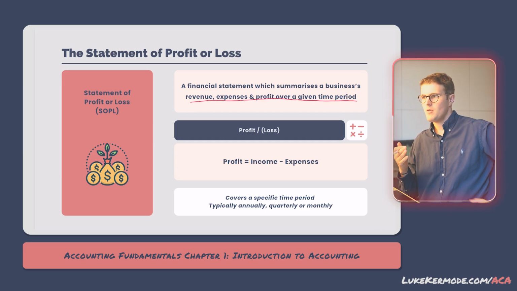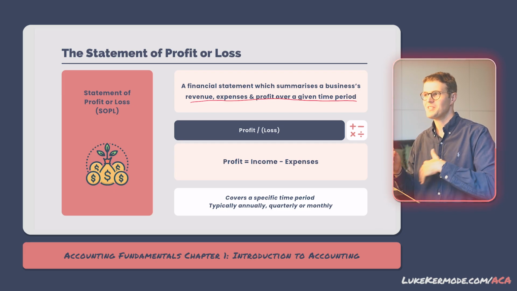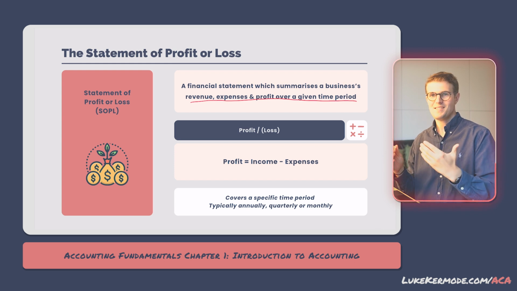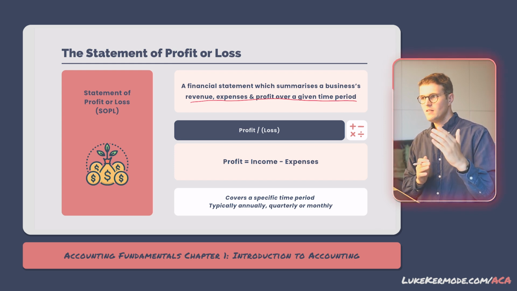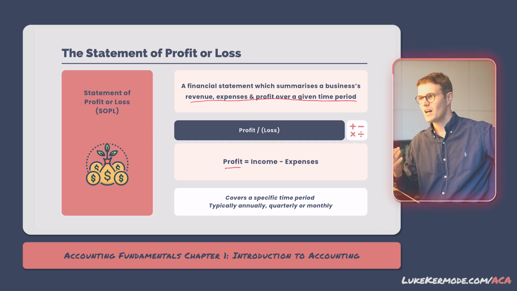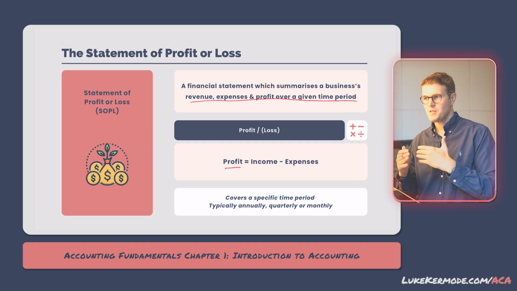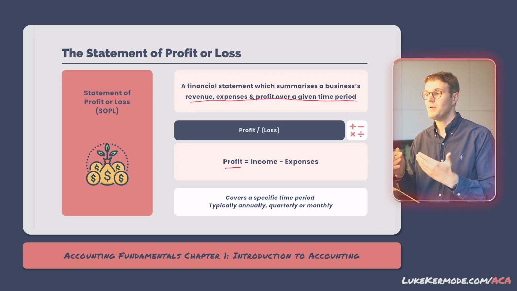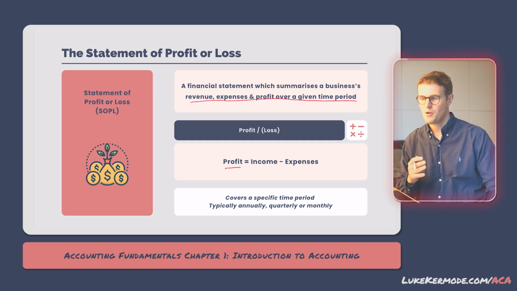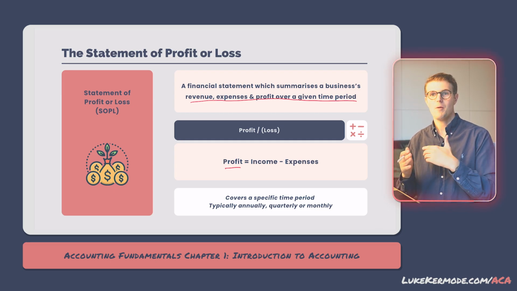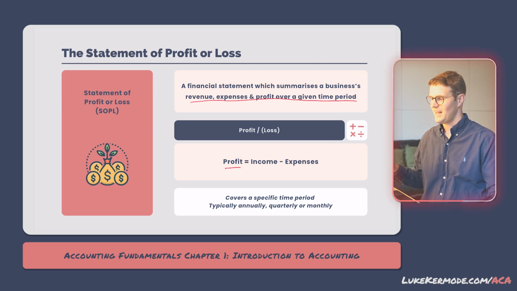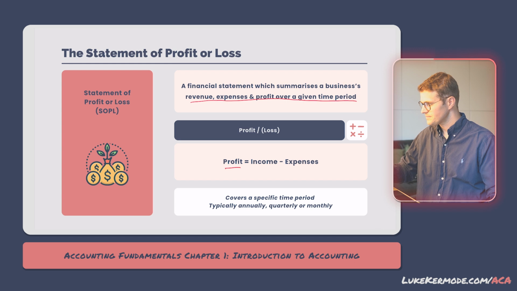At its core, the statement comprises income, which is money earned from sales or services, with expenses, the cost of running the business. If income is greater than expenses, the business reports a profit. If expenses are higher than income, it shows a loss. Income statements are typically produced annually and are incredibly useful for comparing performance across different periods. So in short, the statement of profit or loss tells us how much the business earned, how much it's spent on costs, and whether it's financially heading in the right direction.